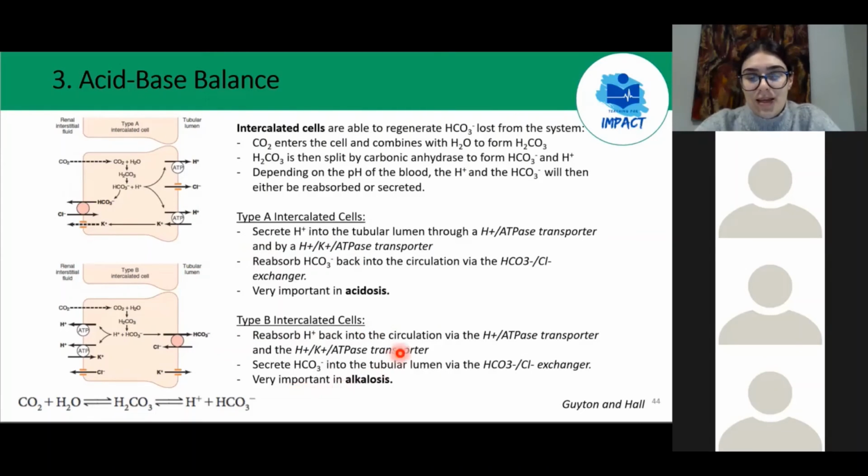And the exact opposite thing happens in these type B intercalated cells, which are activated during alkalosis, when your blood is too alkaline. So what these guys do is they secrete that bicarb that's created into the tubule so you can pee it out, but reabsorb all of those hydrogen ions. So you can make your blood a little bit more acidic.